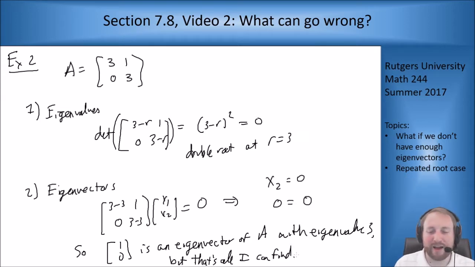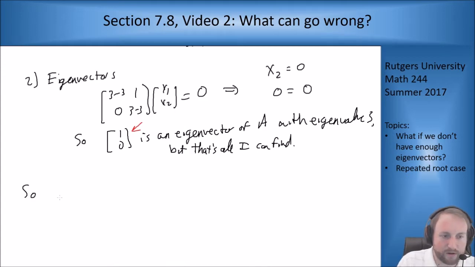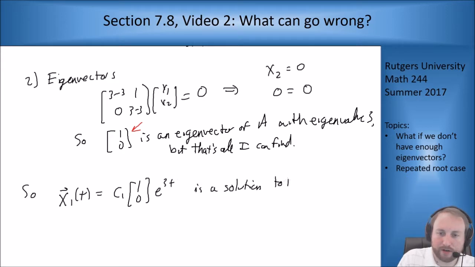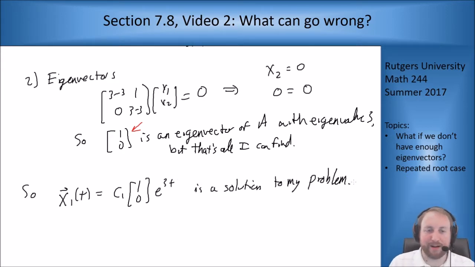The only other vectors that will be eigenvectors are multiples of (1, 0), and that doesn't give me different solutions, so I don't care about those. So I'm now in trouble because we have an algebraic multiplicity of 2, but I can only find one eigenvector. So we need to hunt for a different solution. What I know right now is that x1 of t equals c1 times (1, 0) times e to the 3t is a solution to my problem. But that's only one. I need to find a second one.